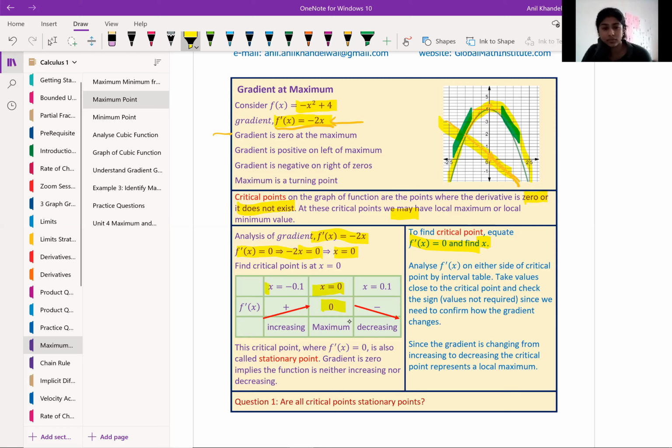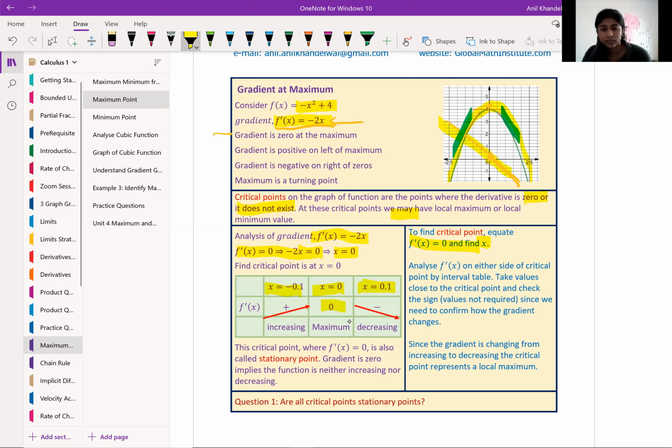The two parts are left side and right side. I'm utilizing the knowledge which we learned about the interval tables to figure out where the gradient is positive and where the gradient is negative. Strictly speaking, we are not interested in the value of the gradient. We are only interested in figuring out whether it is positive or negative. Perfect. So take a test point. On the left side of 0, we have to be close. I've taken minus 0.1. On the right side, plus 0.1.